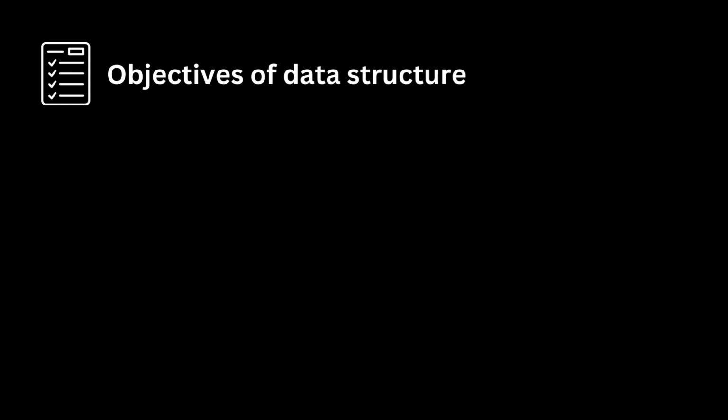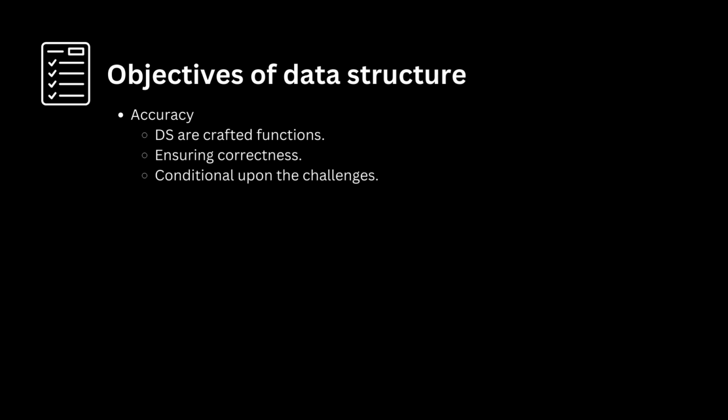Some of the objectives of data structures are accuracy. Data structures are crafted to function accurately across the spectrum of inputs relevant to the specific domain. In essence, ensuring correctness is the foremost goal of data structures, and it is conditional upon the challenges that the data structure aims to address.